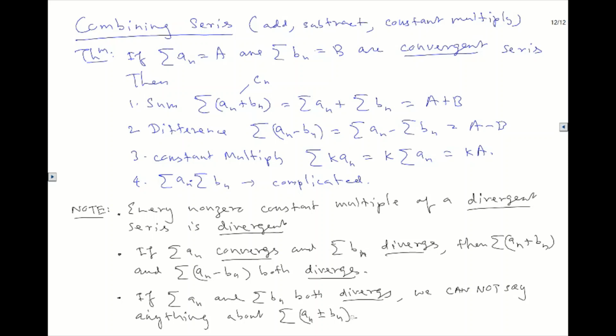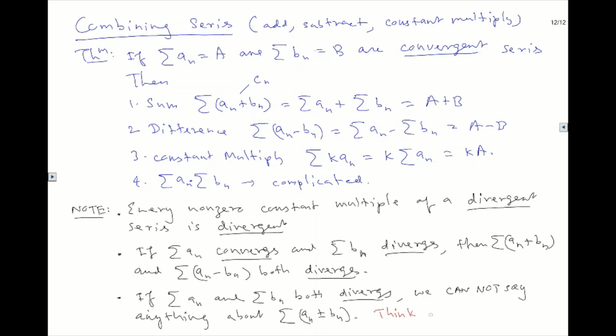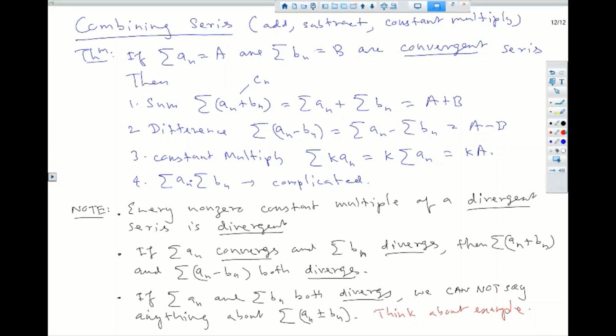Okay, so think about examples. Think about a situation where both diverge and the sum converges, and think about a situation where both diverge and the sum diverges. Think about examples, including where one converges and one diverges. That's an interesting example. Okay, actually I would like to give you one such example.